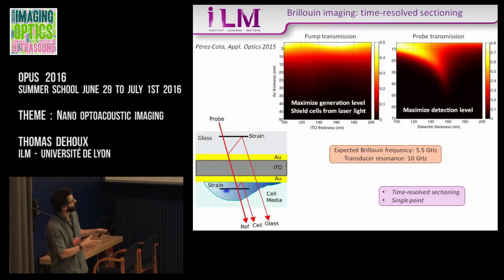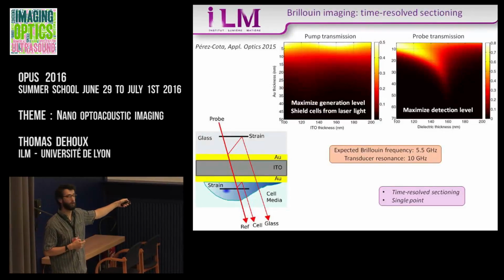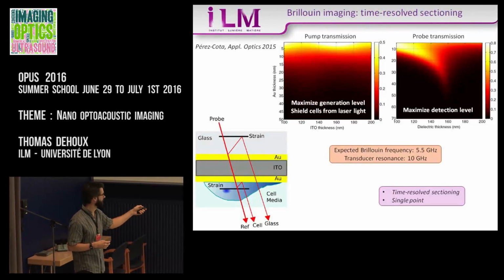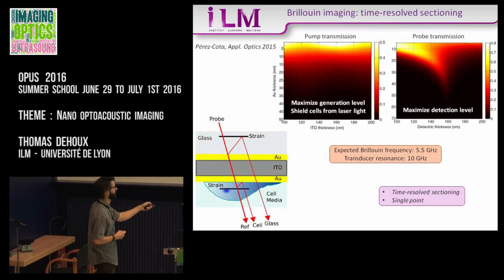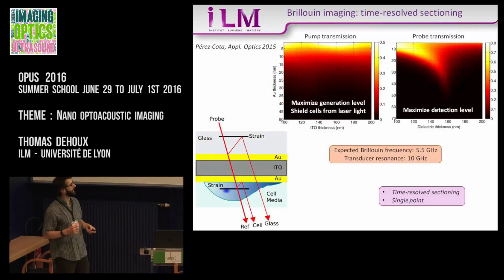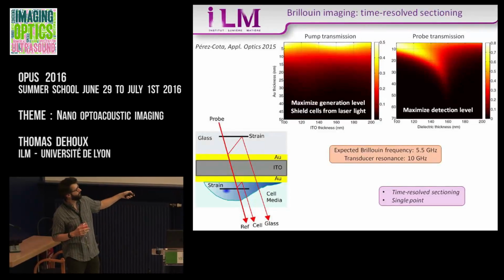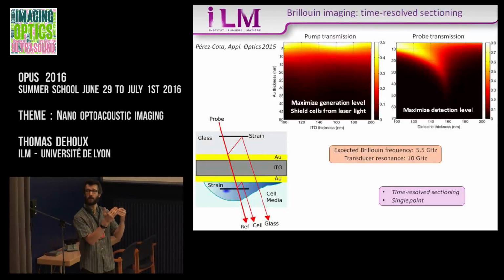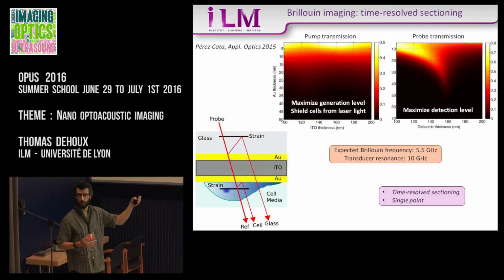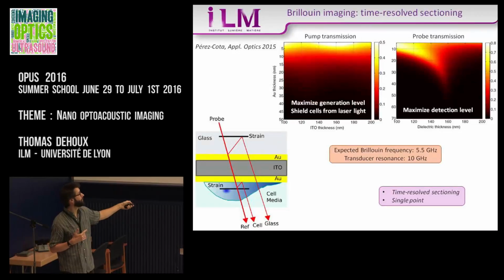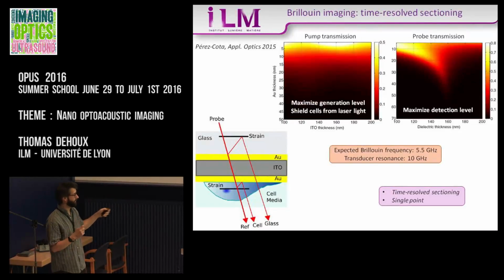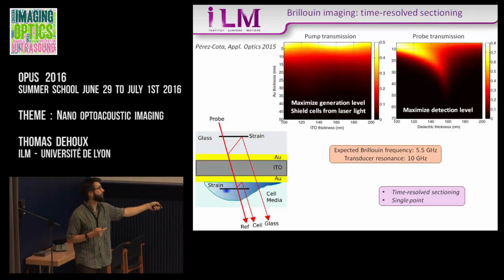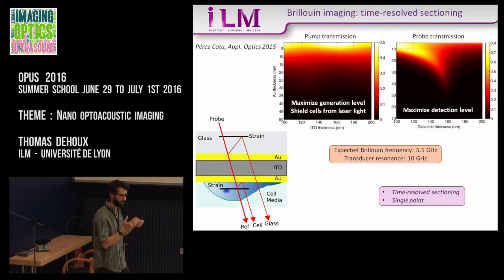And so in this case, it's upside down. The cell's at the bottom, and pump and probe beams are both coming from the top. And you have this structure that we also have seen in Paul's presentation, which is made of a dielectric layer sandwiched in between 2 gold layers. And the purpose here is to maximize pump absorption, to limit pump transmission in order to maximize the generation, but also to shield the cells from the laser radiation. And you also want the same transducer to transmit as much probe as possible to maximize the detection.